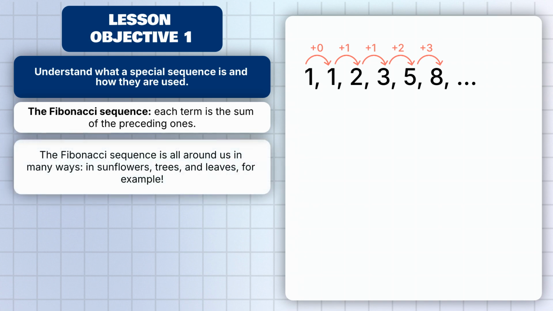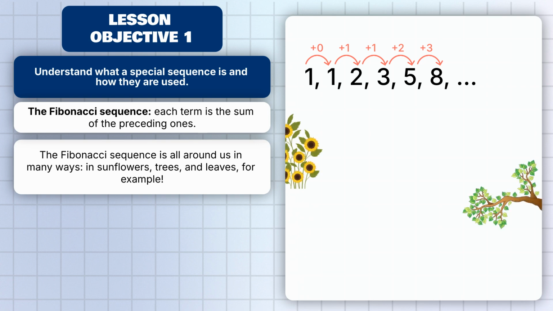The Fibonacci sequence is all around us in many ways, such as the arrangement of seeds in a sunflower, the branches of trees, and even the arrangement of leaves on a stem. By recognizing these sequences, we can see patterns and make predictions in areas ranging from architecture to biology. That covers the main idea of today's special sequences. Now let's dive in with a real-world application.